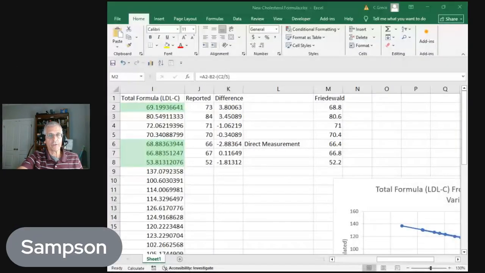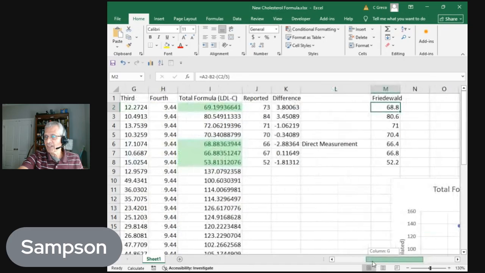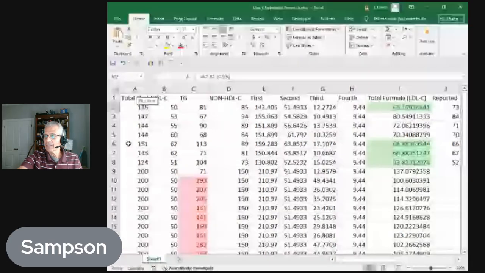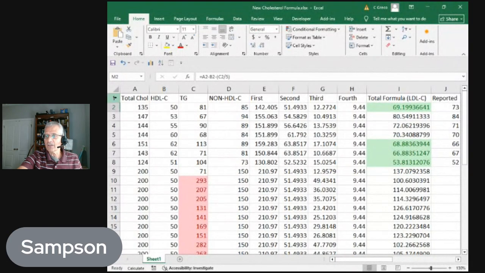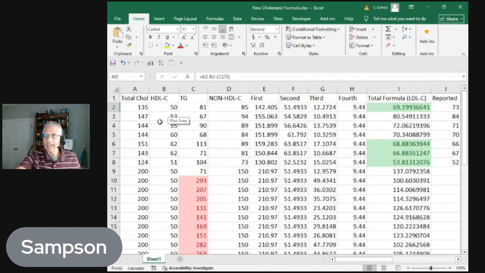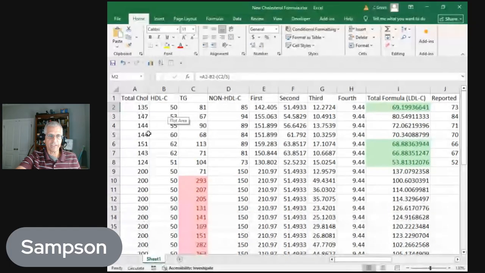So the first thing I want to do is go to Excel and show you this formula, and then we'll show you the formula in the study itself that came out. So this is how I did it. I put the total cholesterol. Now these first eight rows, 1, 2, 3, 4, 5, 6, 7, 8, are actually real, honest to God numbers. These are real numbers. The rest of these, I'll show you what I did with those in a second.